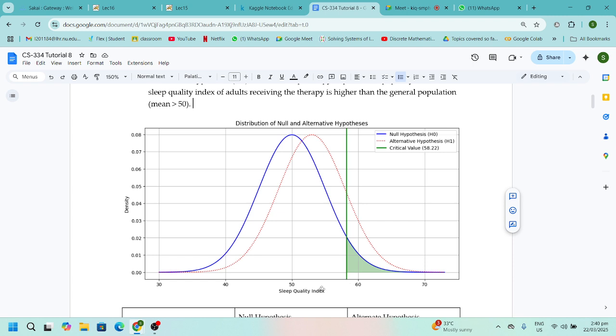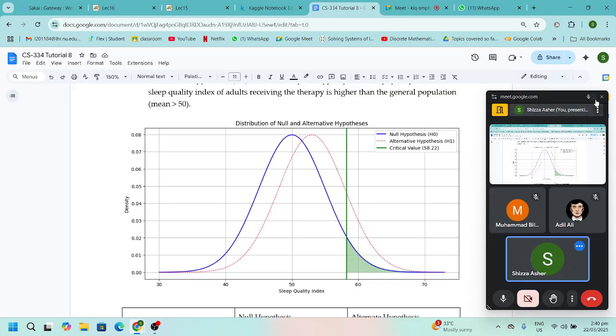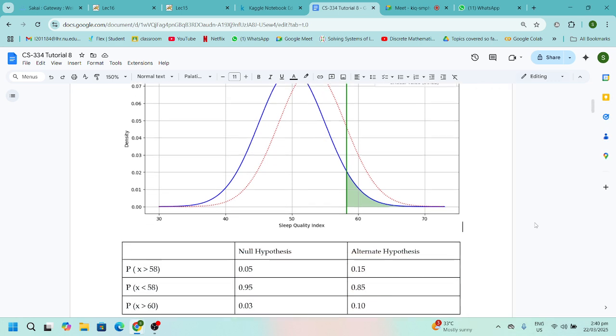And the value that is here on the x-axis is the critical value. That is why we say that the critical value just corresponds to the significance level. Are there any questions? All right, with that, moving on.